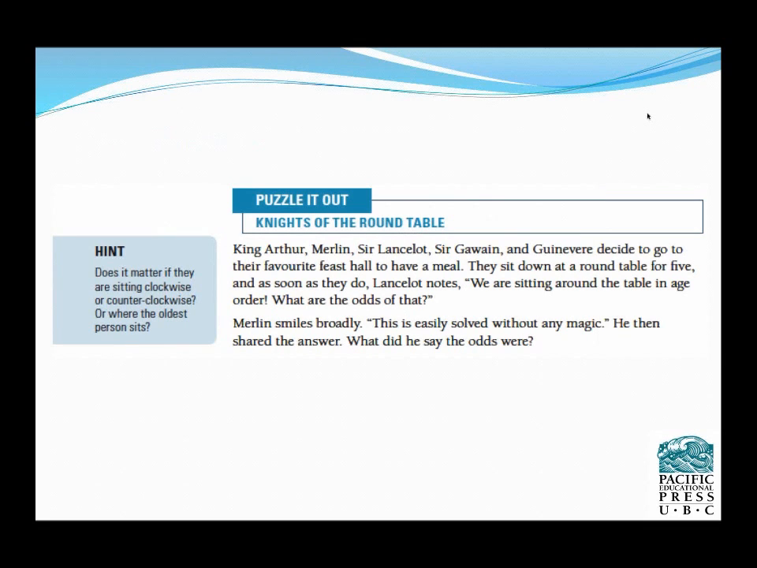So here, the Puzzle It Out, Knights of the Round Table, it would be easy to make this real because there's 5 people sitting in 5 chairs in age order, so you could have groups of 5 put their chairs in a circle, sit in age order, number off 1 to 5, and then you can ask, okay, this time I want the 2s to share, what did your group come up with?